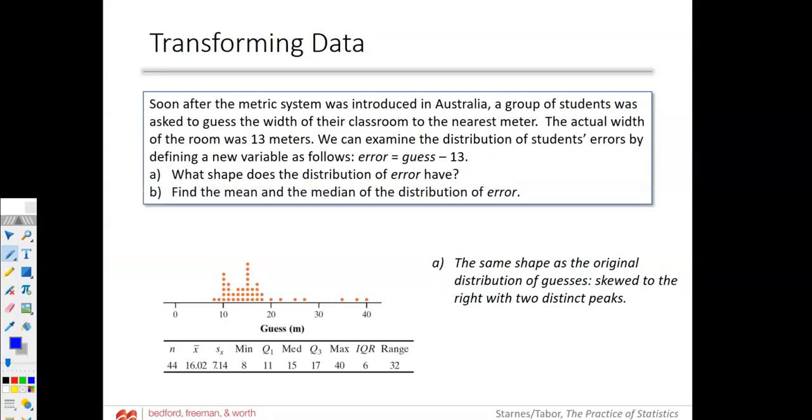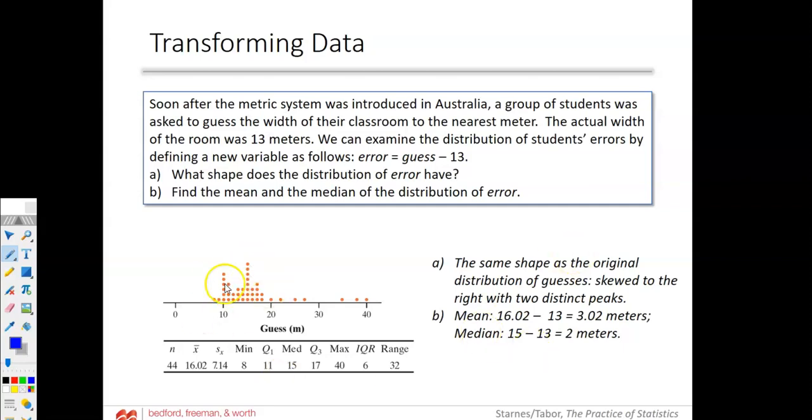Find the mean and median of the distribution of the error. These are not the actual values I picked, but the error, where we took the number and subtracted 13 from it. So if you take 16.02 minus 13, where 16.02 was the mean, x bar, we subtract 13 because that's what we did to every data value, and now it's 3.02. And the median would be, again, subtracting 13. Every time we're just subtracting 13 for whatever the numbers are in this particular data.